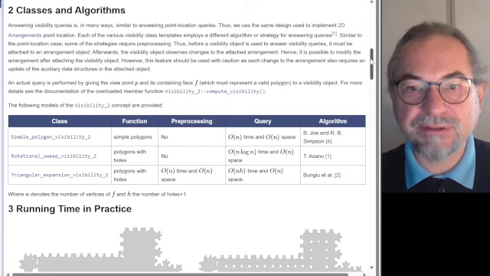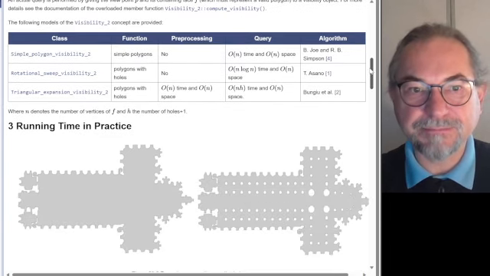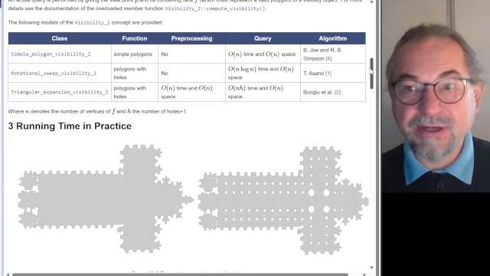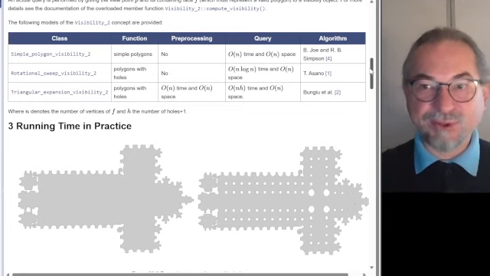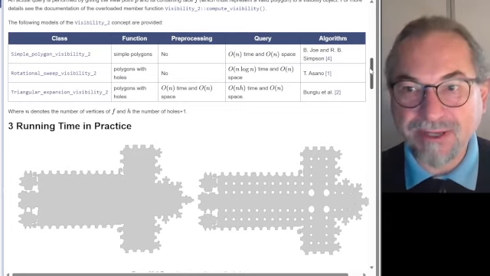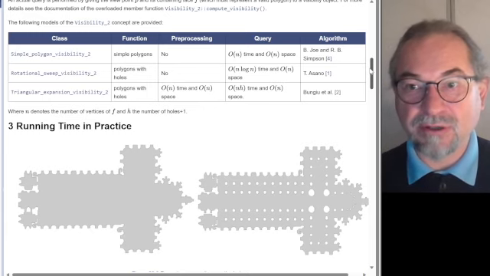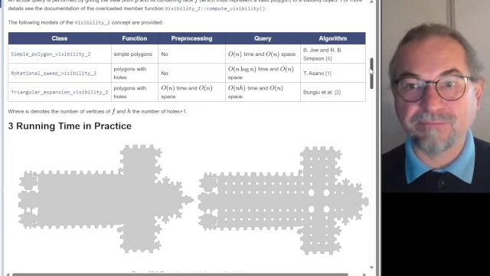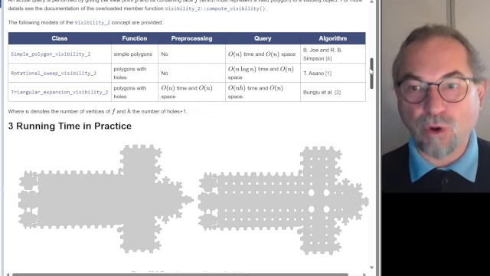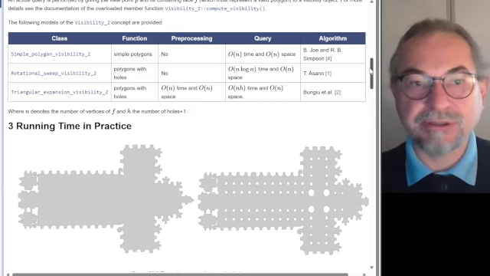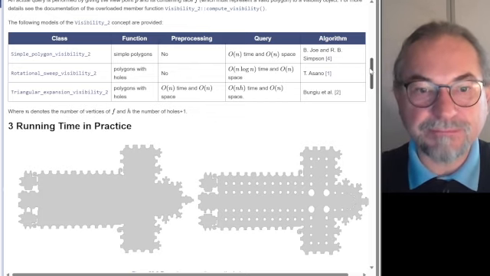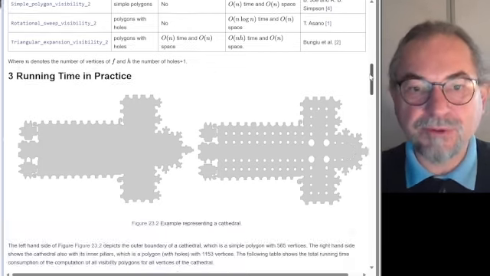So here you see the computation of the visibility. So in a way, we make the connection with robot motion planning, but this is also very important in computer graphics. If you would walk through a scene, which data structures would you be using? Running time in practice. So you see this n squared log n factor.